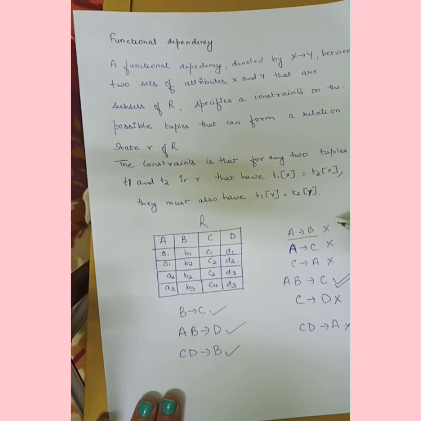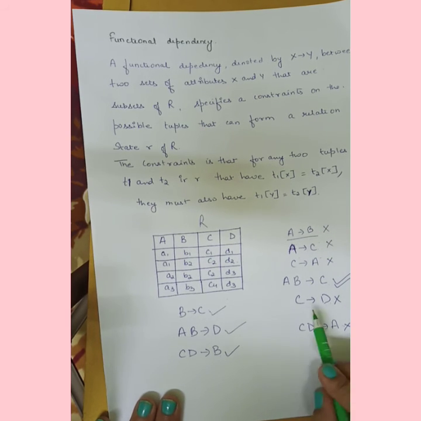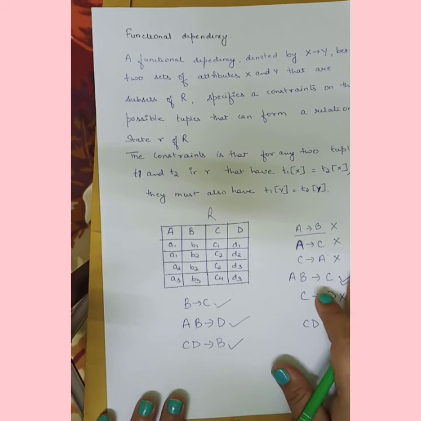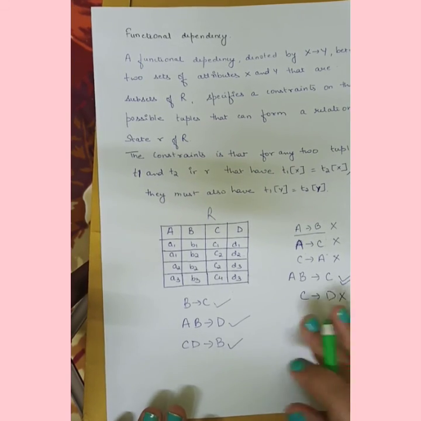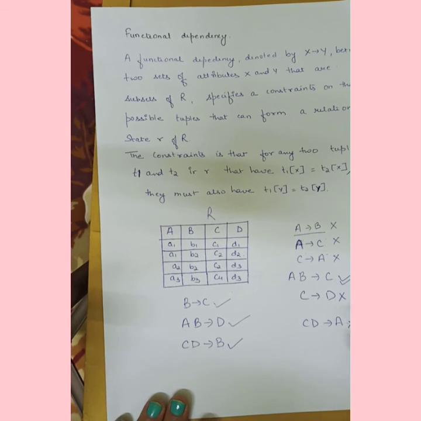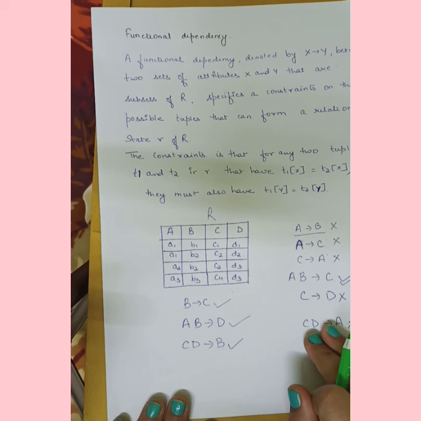The functional dependencies that do not hold are A implies B, A implies C, C implies A, C implies D, CD implies A, and many more functional dependencies can also be checked for whether they hold or not. So you can check it this way further for all possible combinations. Hope this topic is clear to you all.